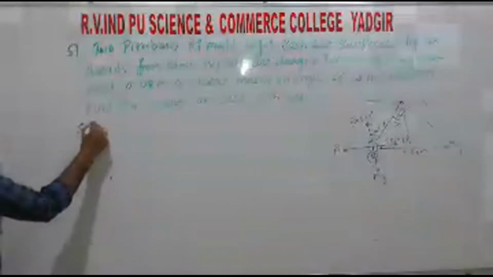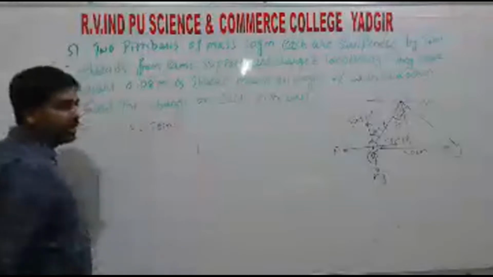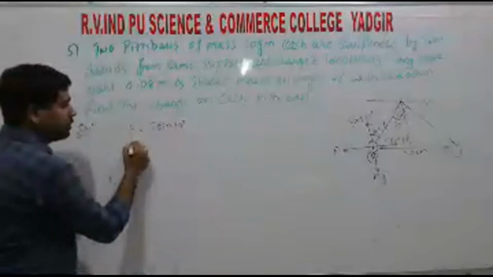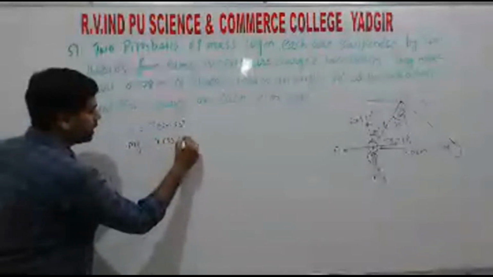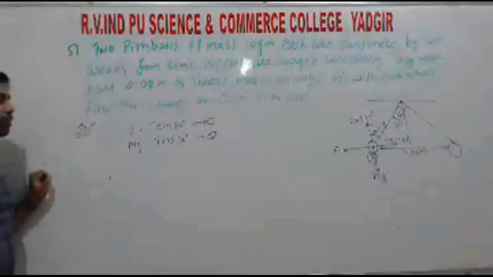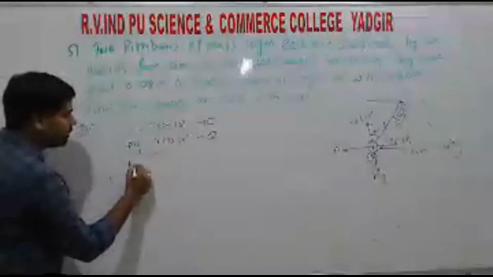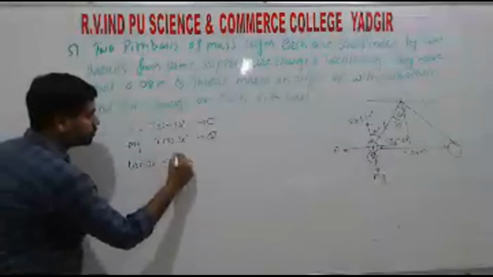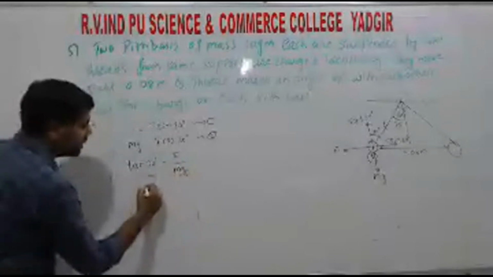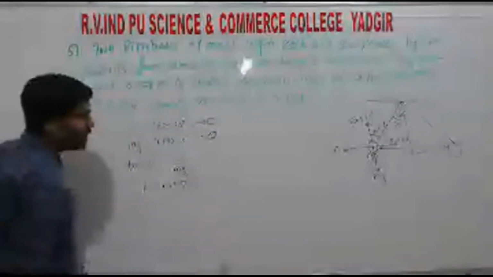Now for balancing, force F is equal to T sin 30 degrees, right? Next, mg is equal to T cos 30 degrees. So calling these equation 1 and equation 2, now divide equation 1 by 2. T gets cancelled, sin 30 by cos 30 is tan 30. Tan 30 is equal to F divided by mg, right? So F is equal to mg tan 30 degrees, right?